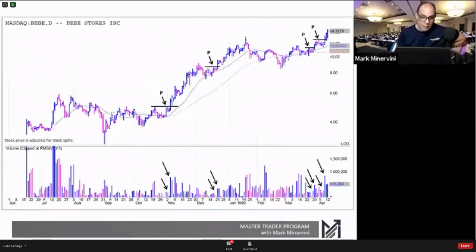Let's take a look at BB stores. It came out, that's right here, that's that base. Let me get my other pointer here. That's the base that we just looked at. You can see it came right out, very nice, a bunch of days up, little pullback, right back into new high ground. And then you got a little base right here.